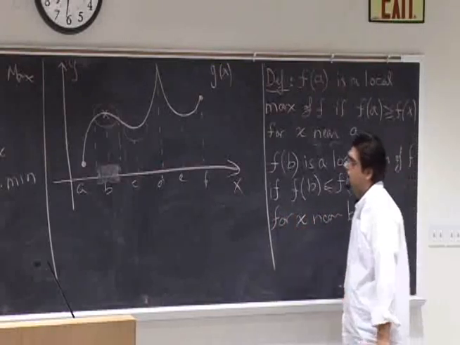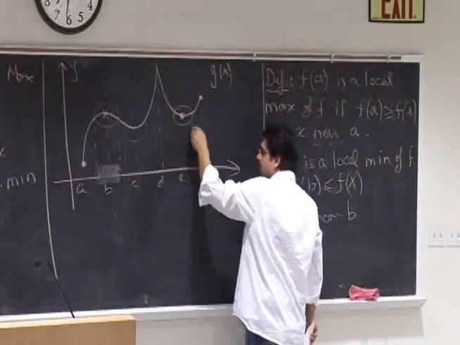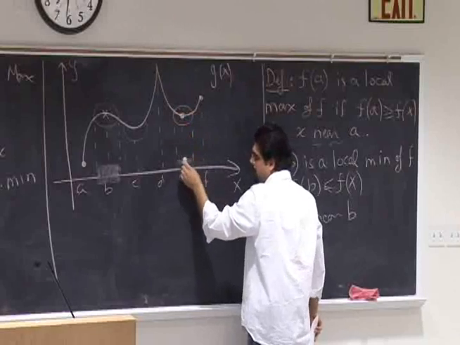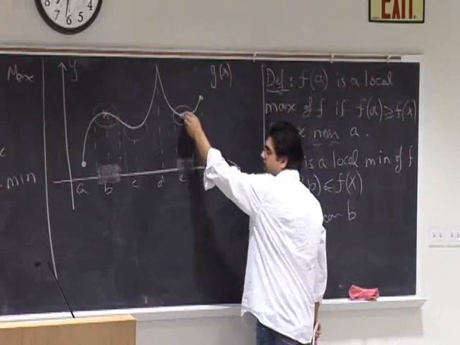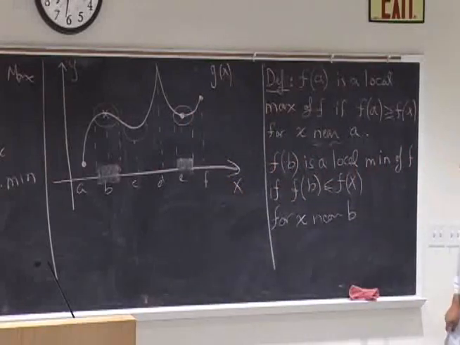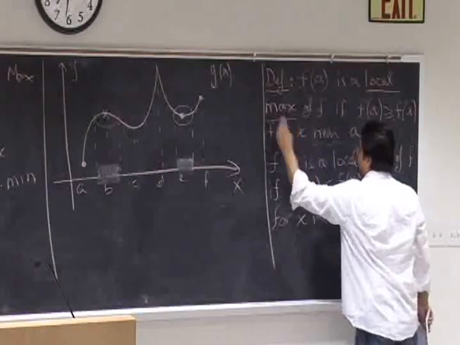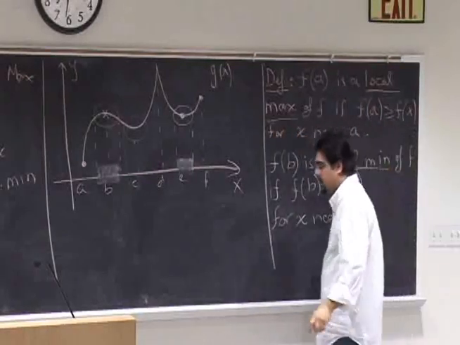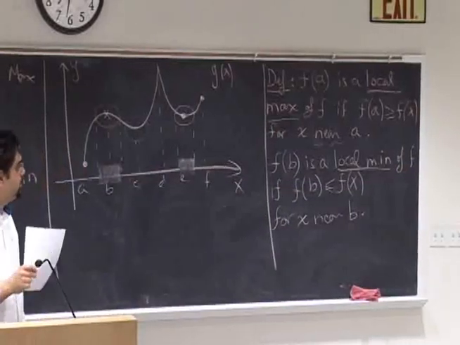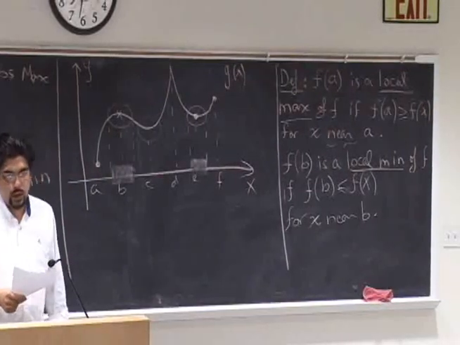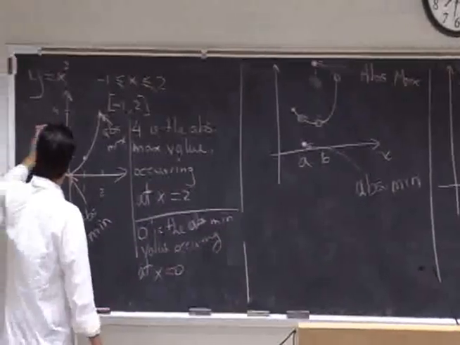Okay? So for example, this would be a local minimum because we could find an interval around it so that within that interval, that point is the lowest point on the graph. The term that combines the ideas of local max and local min is local extrema. Okay, this gets us one step closer to trying to find out what the absolute extrema are.